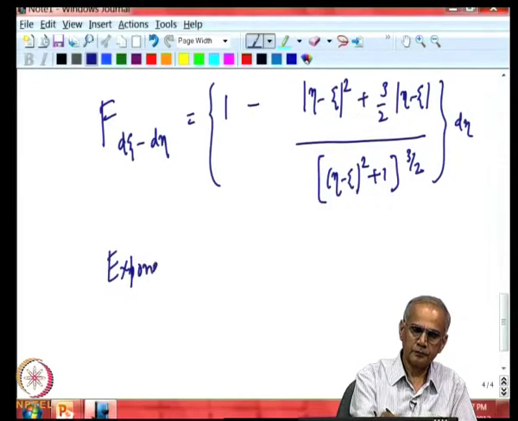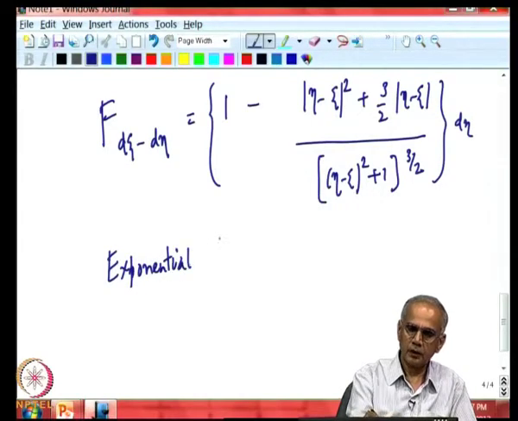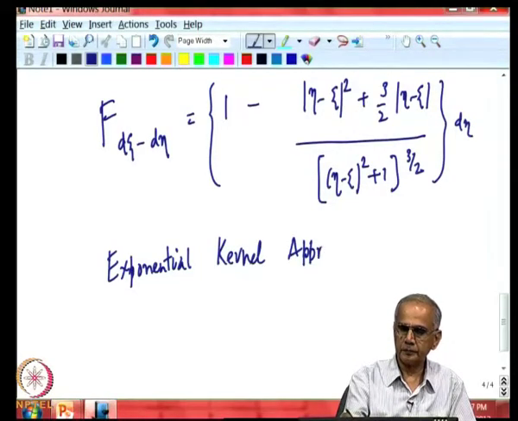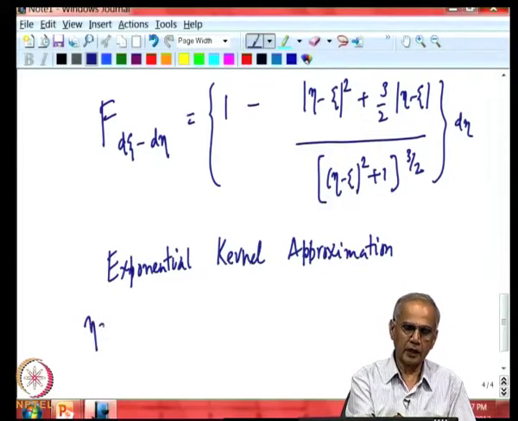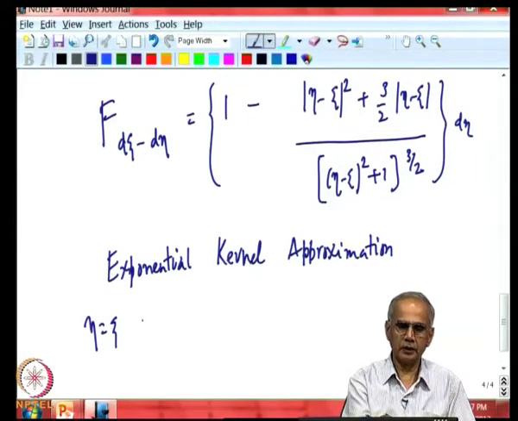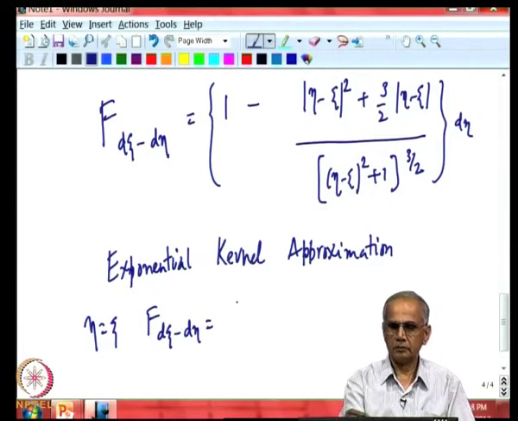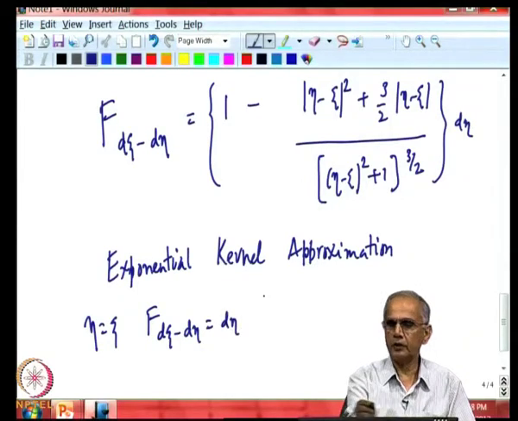exponential kernel approximation. So, this kernel we want to approximate as an exponential. Now, the logic here is, you can see that when eta equals psi, f d eta is equal to essentially 1 into d eta.